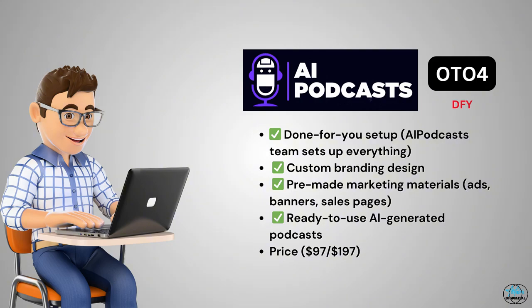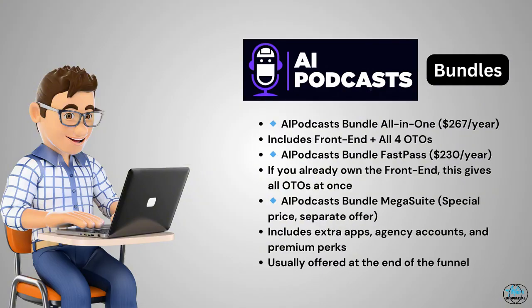Now, if you'd rather skip the upsell flow and grab everything at a discounted rate, there are bundle deals. AI Podcasts Bundle All-in-One is available for a single price, about $267 per year, that covers the front end plus all 4 OTOs. Or if you already have the front end, you can choose the AI Podcasts Bundle FastPass for around $230 per year to collect all OTOs in one go, without buying them individually.